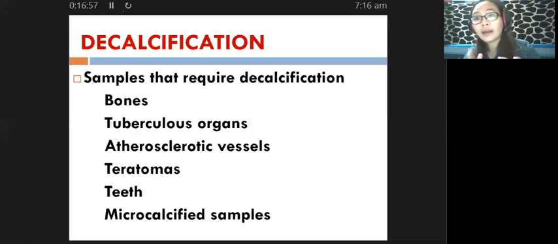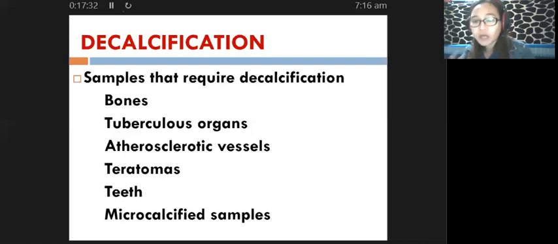and it destroys the pH nature of your structures. What does it destroy? It interferes with, or destroys, the pH nature of your structures. So that's why staining is the step which will be greatly affected if you perform decalcification.